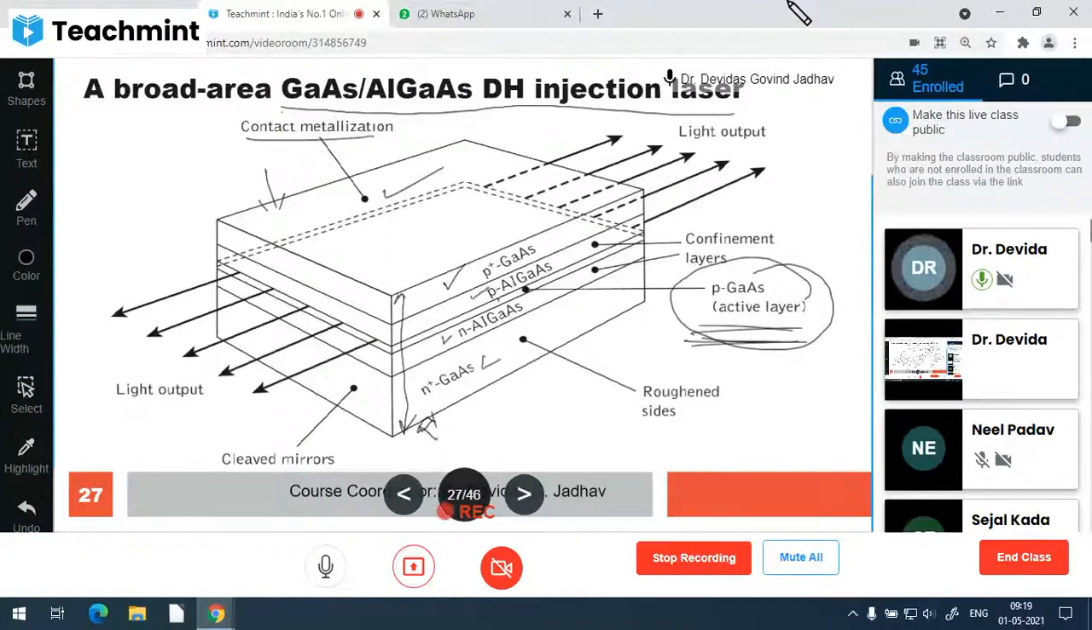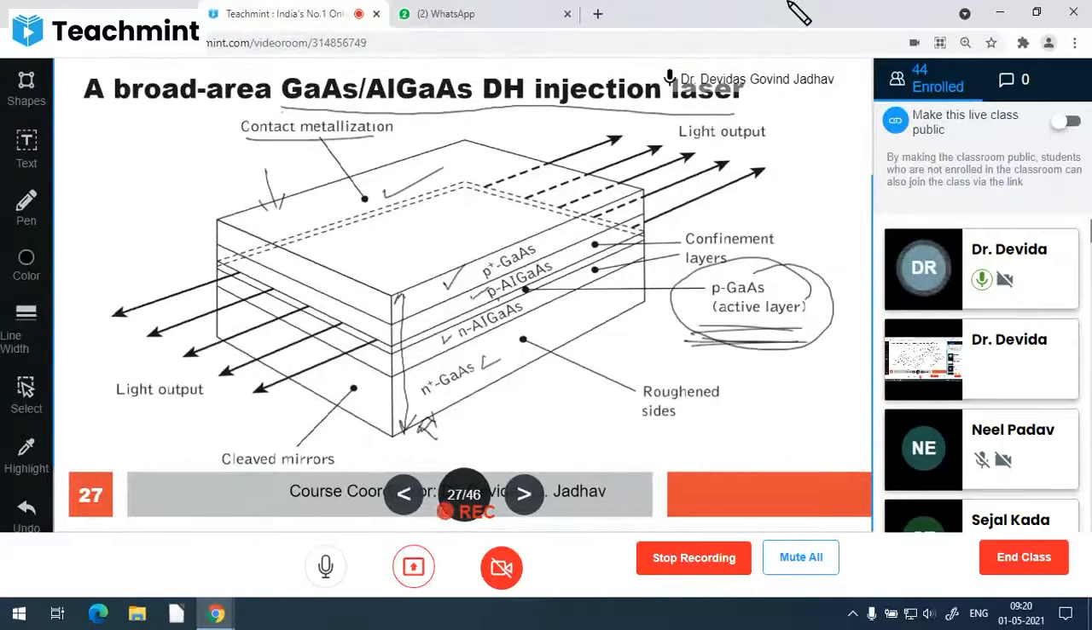See here the N plus and N are there. GaAs is there, AlGaAs is there. That means the constituent of the semiconductor material is changed. GaAs is there, N type, GaAs is there, P type. Their proportion is also changed to make the band gap energy of different values. Their impurities are also changed to make them either N type or P type. Their impurity concentration is also changed by making P plus and P, N plus and N.